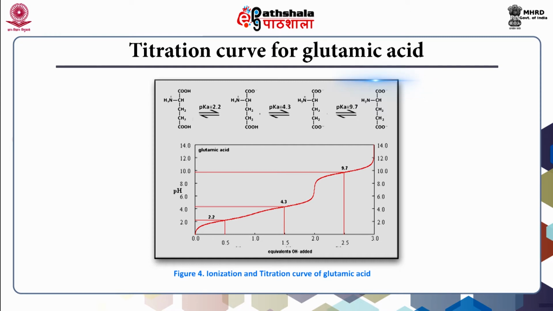The isoelectric point is therefore obtained at pH equal to 2.2 plus 4.3 divided by 2, which is equal to 3.25. With further addition of base, the second acidic proton starts getting removed from the COOH of the R group. This amino acid bears only a formal negative charge at the physiological pH of 7.